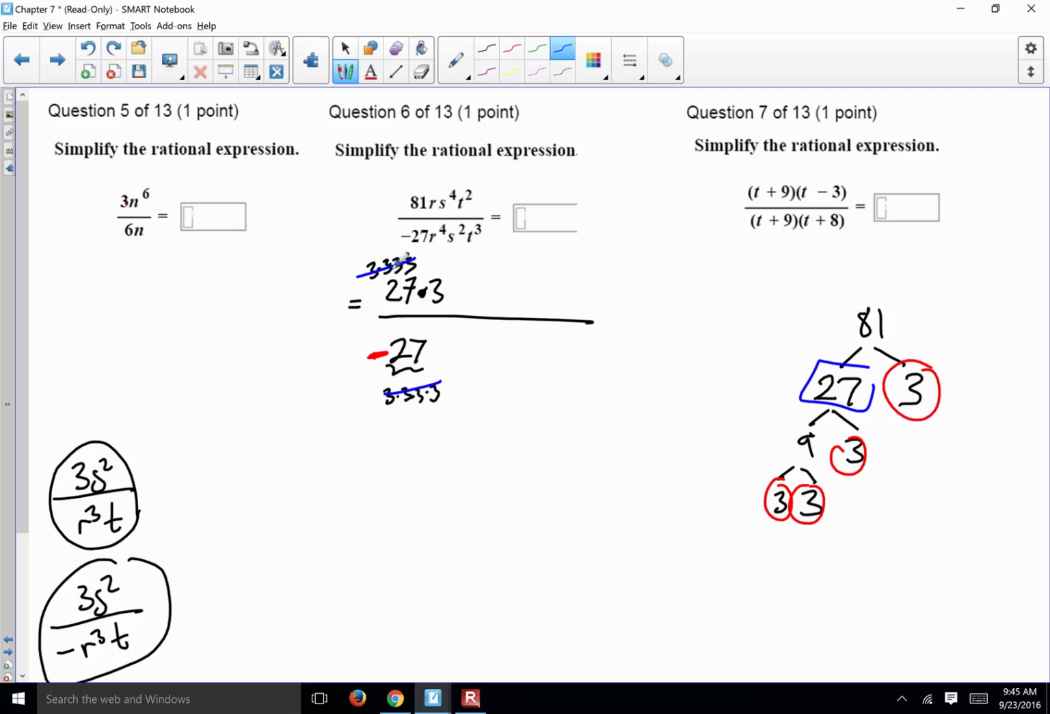27 is triple 3. I have one extra 3 which is not needed. So they cancel if you go all the way and break things. But it's not necessary. They cancel anyways right here. Okay, let's break R. I don't have to, it's already single. S to the fourth is how many? 4. And T squared is double. R to the fourth is 4 of them.